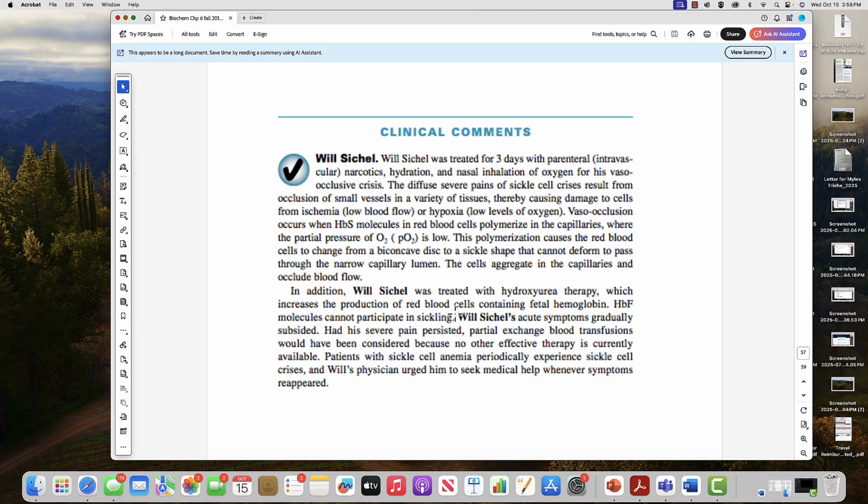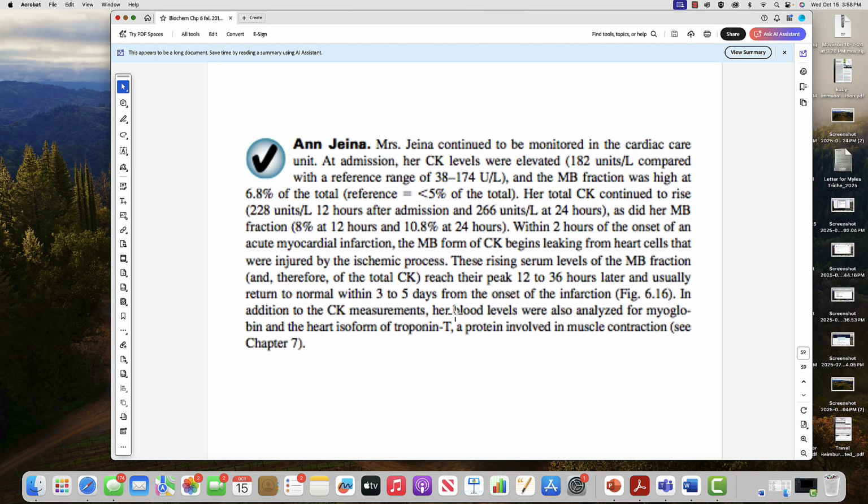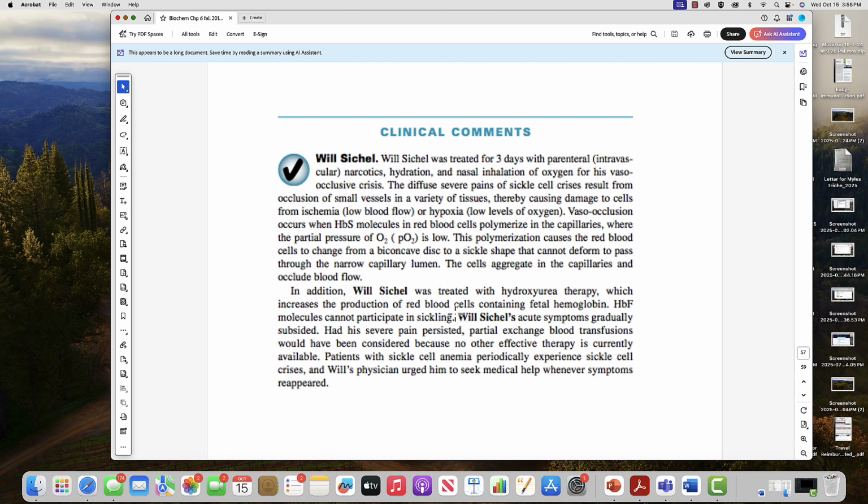All right, so as I'm preparing to close out the lecture for Chapter 6, I provided the clinical comments from the textbook in case you don't have it, but I want you to read up on the clinical comments for Will, Sickle, Diabetes and Angina. And the reason is this is going to help you understand how we started off with them in the beginning of the chapter, and then tying back to what we've talked about throughout the chapter with the patients and some of the symptoms that they experienced.